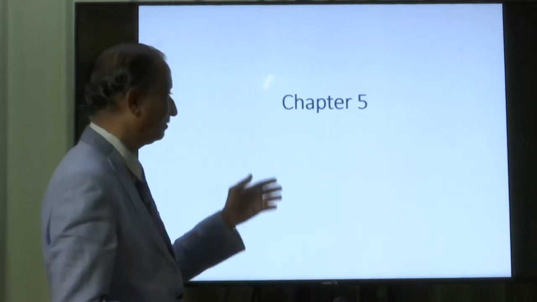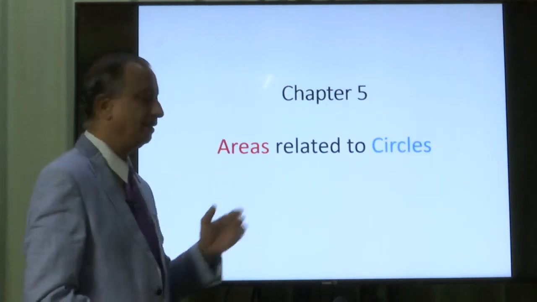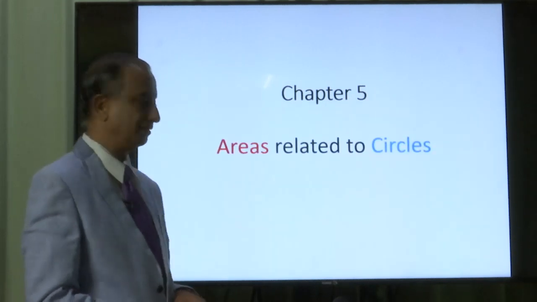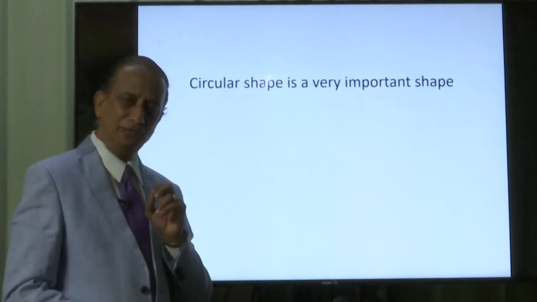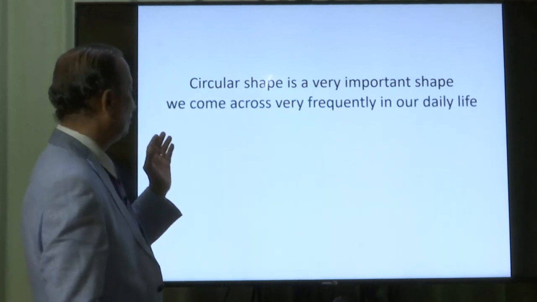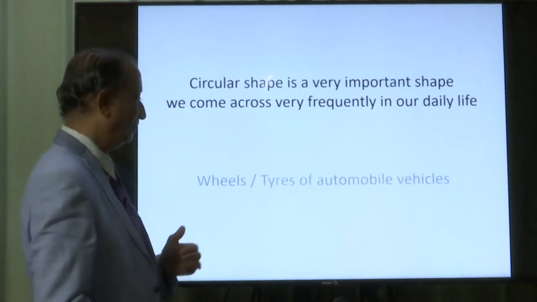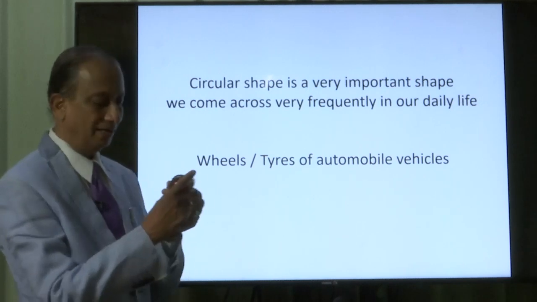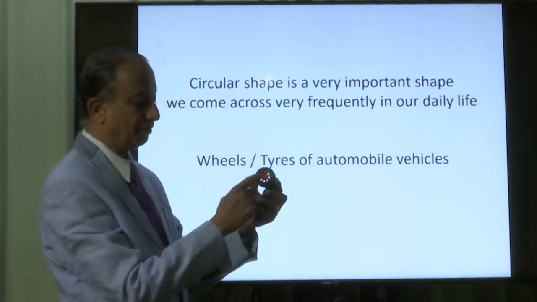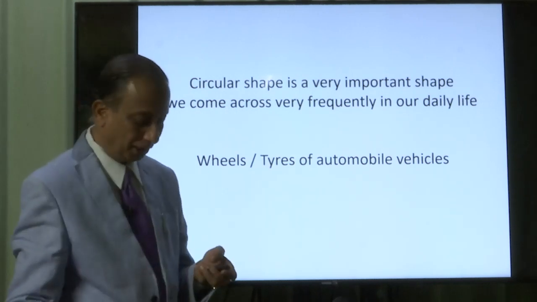Today we are going to briefly revise the next unit, chapter number 5, areas related to circles. The circular shape is a very important shape that we come across very frequently in our daily life. You have seen the wheels, the tires of automobiles. See here, the wheels from a toy. I am just showing it to you. So this is in a circular shape.